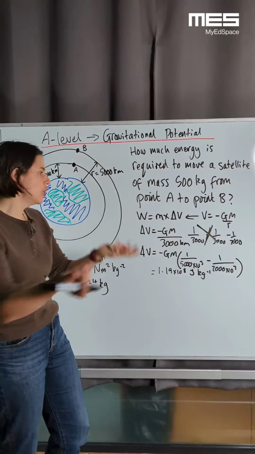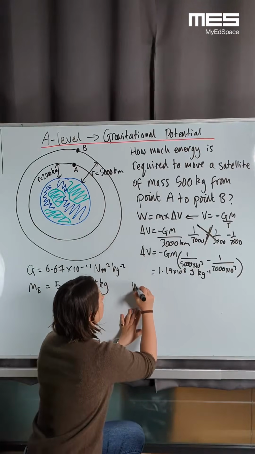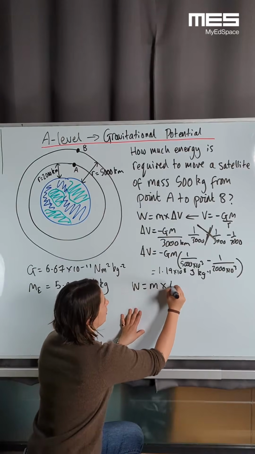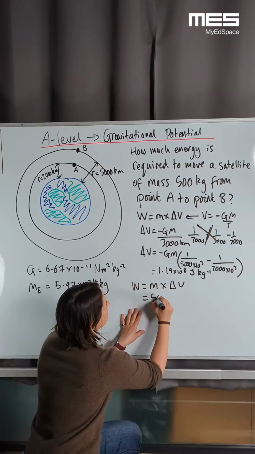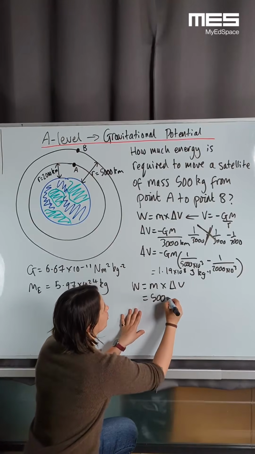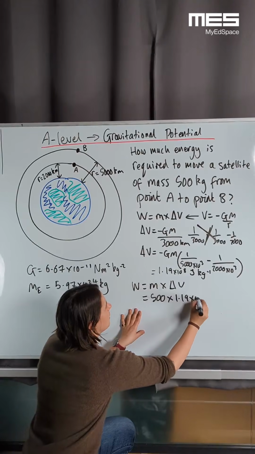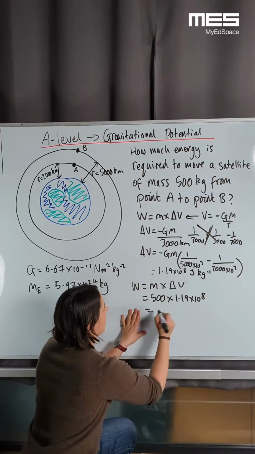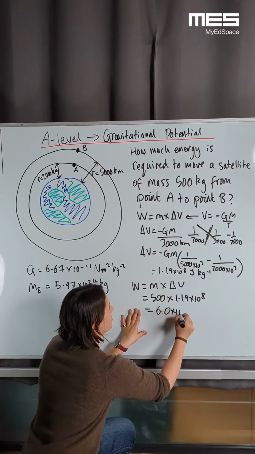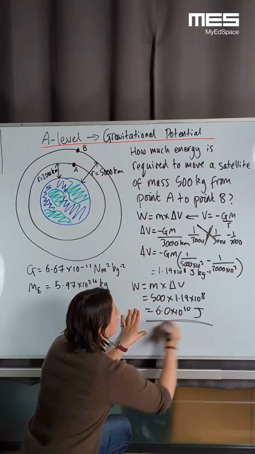Now, we don't want to leave this answer here because we were asked for the energy or the work done. So we're going to use our equation: work done is equal to mass multiplied by the change in potential. The mass of my satellite was 500 kilograms. I'm going to multiply it by the change in potential, 1.19 times 10 to the 8, and I get an answer of 6.0 times 10 to the 10 joules.